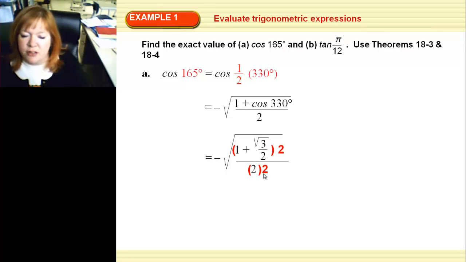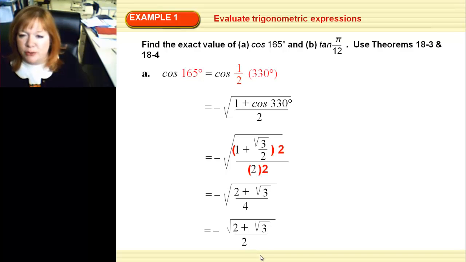Fractions will cancel out, and I'll have 4 in the bottom. So I end up with 2 plus square root of 3 all divided by 4. And I know the square root of 4 is 2. So my final answer is going to be this guy: square root of 2 plus square root of 3 over 2. Double square roots. Woohoo! Who knew?